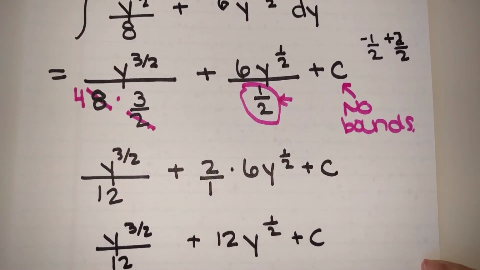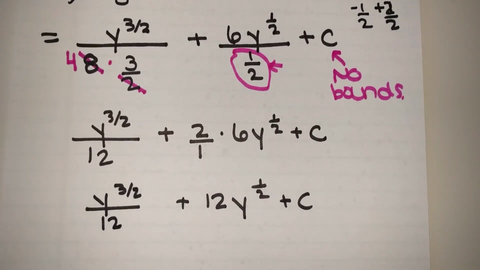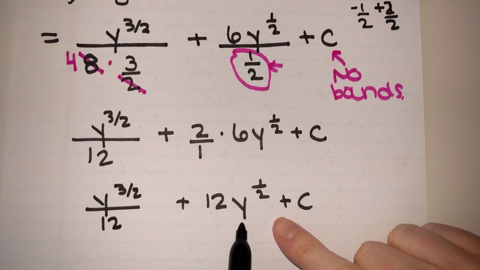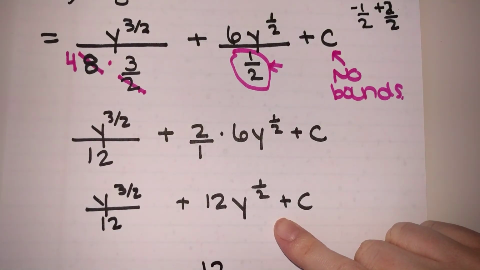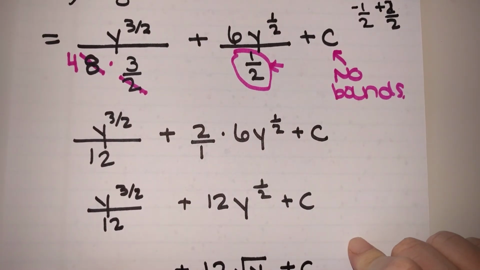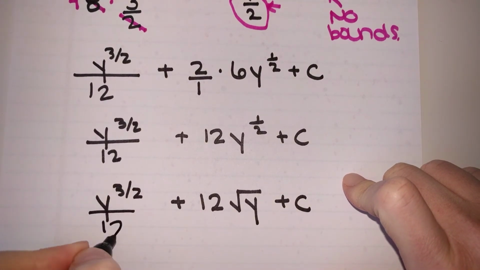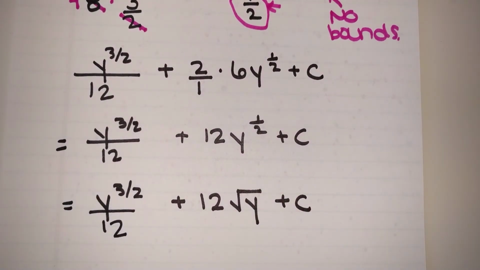The final step, of course, is to just match it to what the answer choices potentially could be. And if you look here, this y to the 1/2, none of the answer choices have that. So you would have to rewrite this as 12 square root of y plus c. And then this y to the 3/2 over 12 will stay the same. So either of these are acceptable, but again, a lot of it is just trying to match it to what the answer choices that they have given you look like.